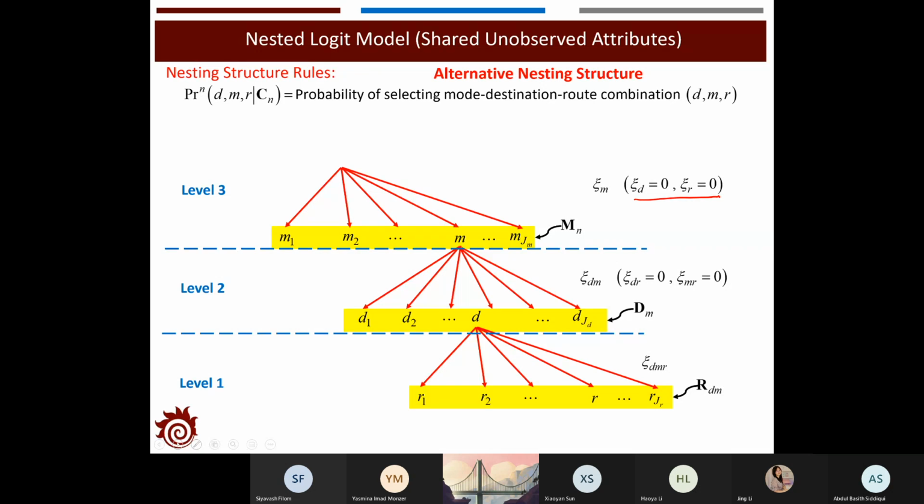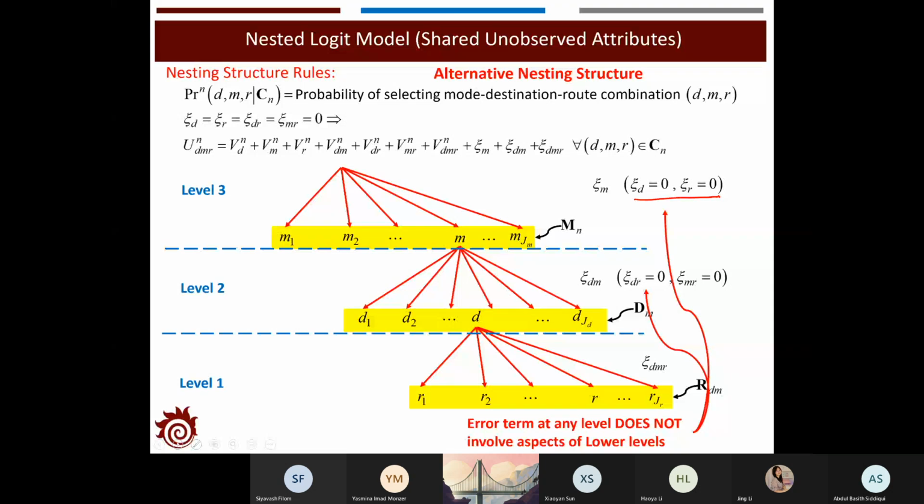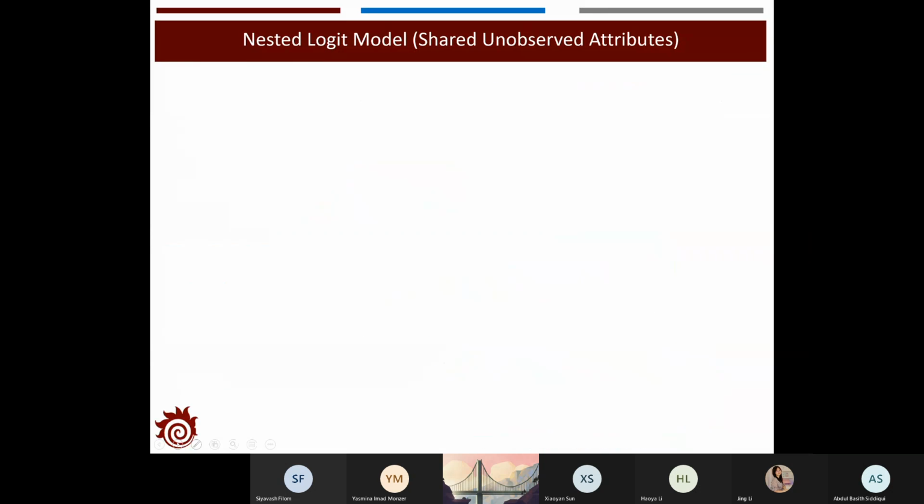And if we put them together, you can get the utility function. The deterministic component will still be the same, but we have the new definitions of the random term. So here we have epsilon d plus epsilon dm plus epsilon dmr. So that's another method, another structure. And of course, you can go to find some even higher structures if you want.